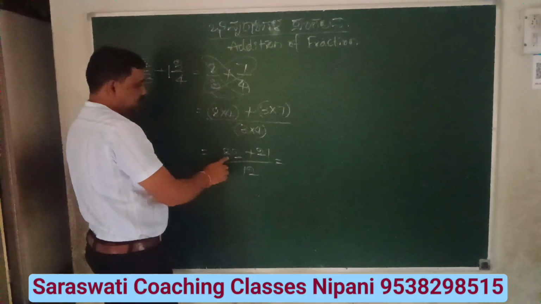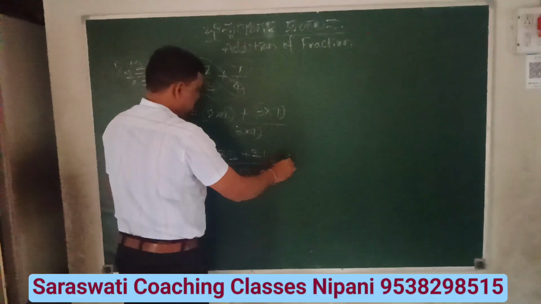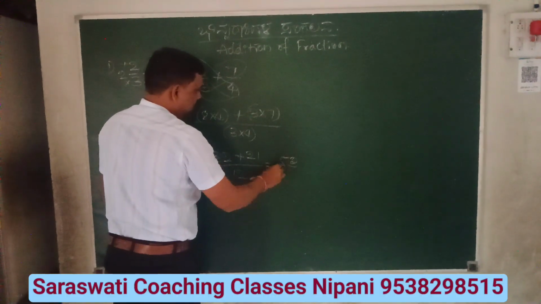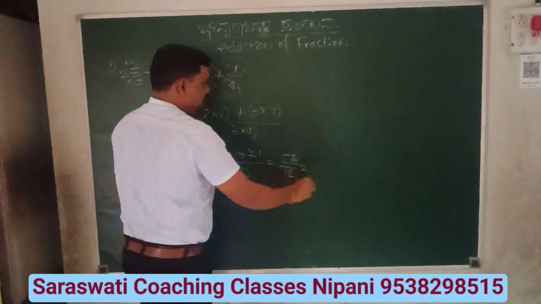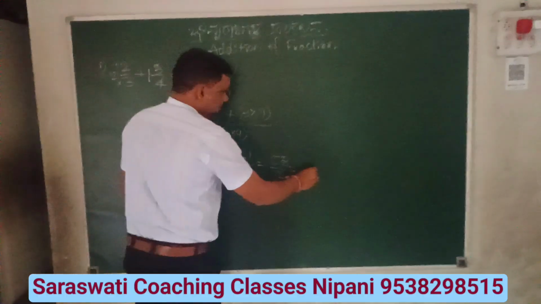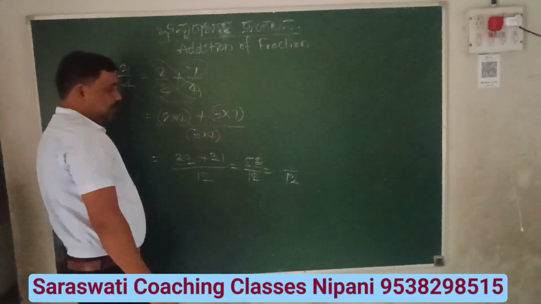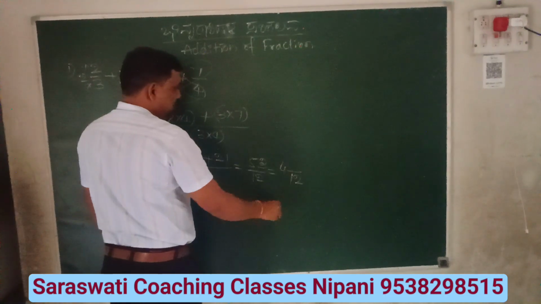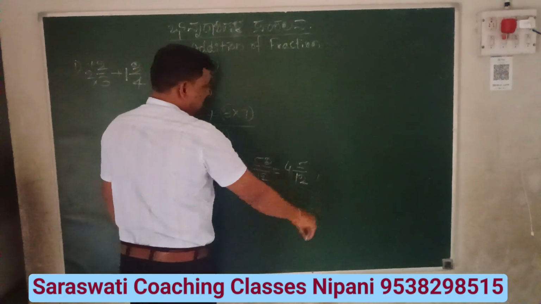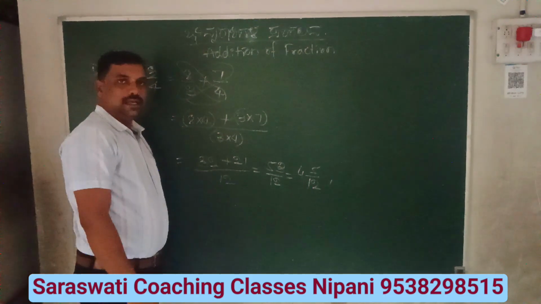Now add these numerators. 32 plus 21 is 53 by 12. Here 53 by 12 is an improper fraction. You convert that improper fraction into a mixed fraction. After that, 12 4s are 48. 48, 5 remains. After 5, write that. You will get 4 into the 5 by 12. This is the answer.